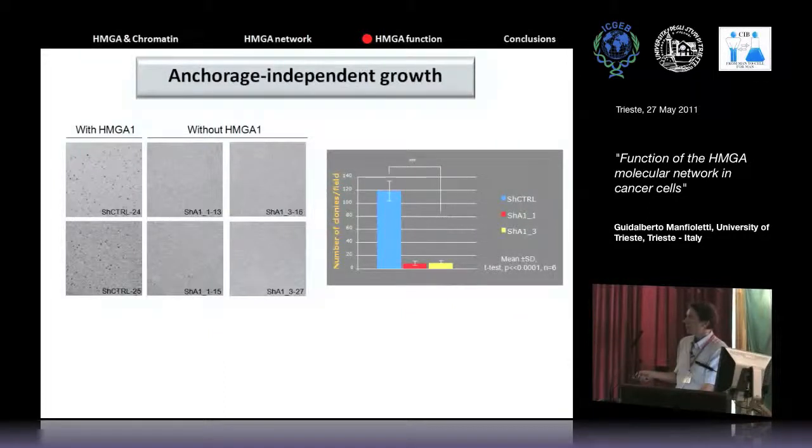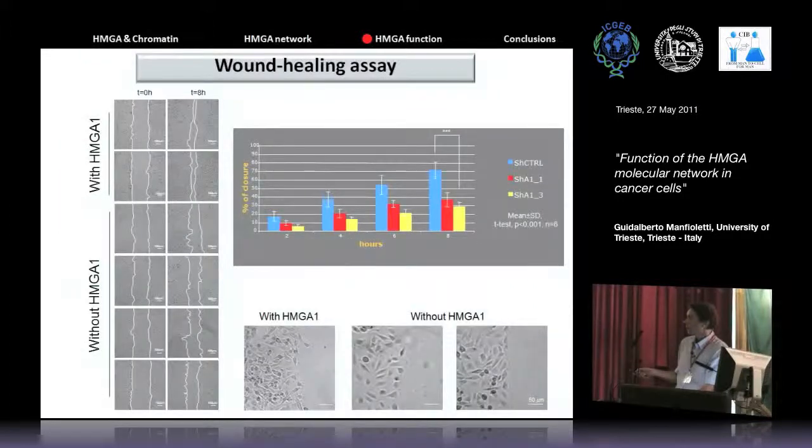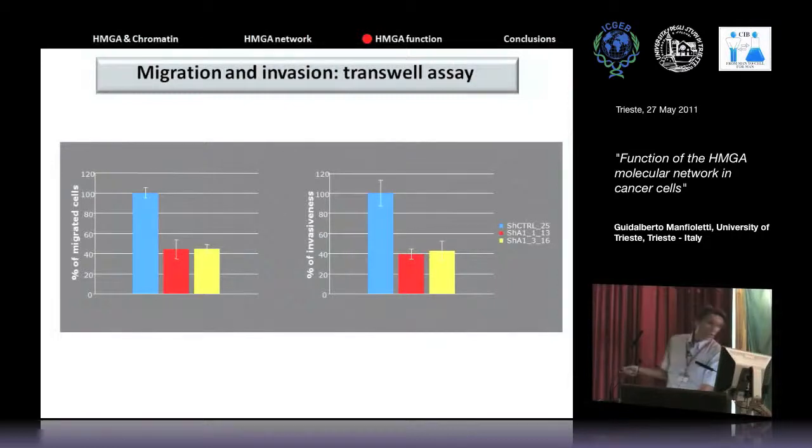Then we evaluated anchorage-independent growth by growing cells in soft agar, and as you can see, the difference is dramatic. And also with the wound healing assay, we tested motility, and again, as you can see, the depletion of HMGA1 protein in these cells causes a decrease in motility. So the depletion of HMGA1 in these cells impairs motility. And then, okay, I'm going to conclude, just showing that migration and invasion are also impaired.